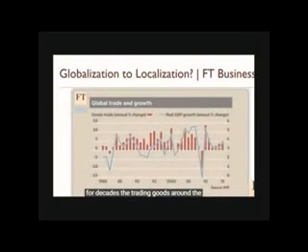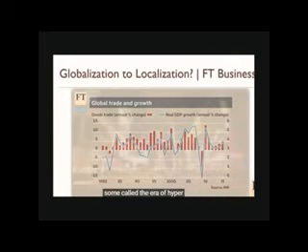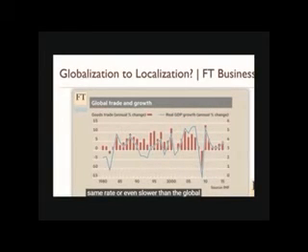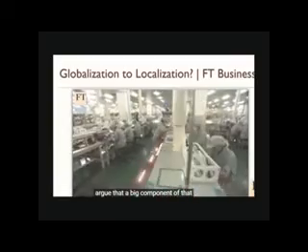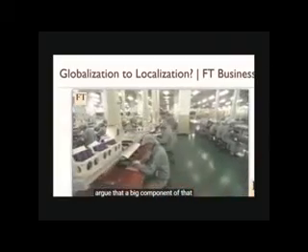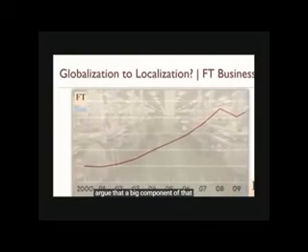For decades, the trade in goods around the world, which is now worth more than $18 trillion each year, grew at twice the rate of the global economy in what some called the era of hyperglobalization. But that has changed since the 2008 financial crisis. For several years now, trade has been growing at the same rate or even slower than the global economy. Some of that is clearly cyclical and due to the economic scars left by the global crisis. But some economists also argue that a big component of that slowdown has been structural.